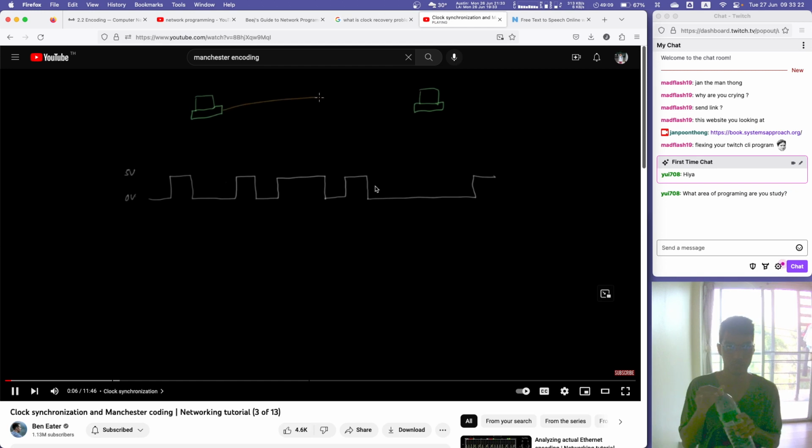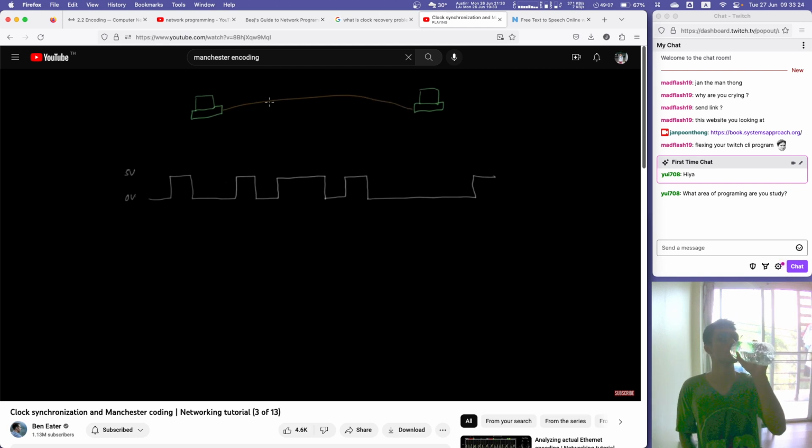seen before, we can connect a cable between them and then maybe vary the voltage across two of the wires within this cable, like say between 0 volts and 5 volts. And 0 volts is a symbol that represents a 0, and 5 volts is a symbol that represents a 1. And so we can send some binary data this way, 0, 1, 1, 0, 1.